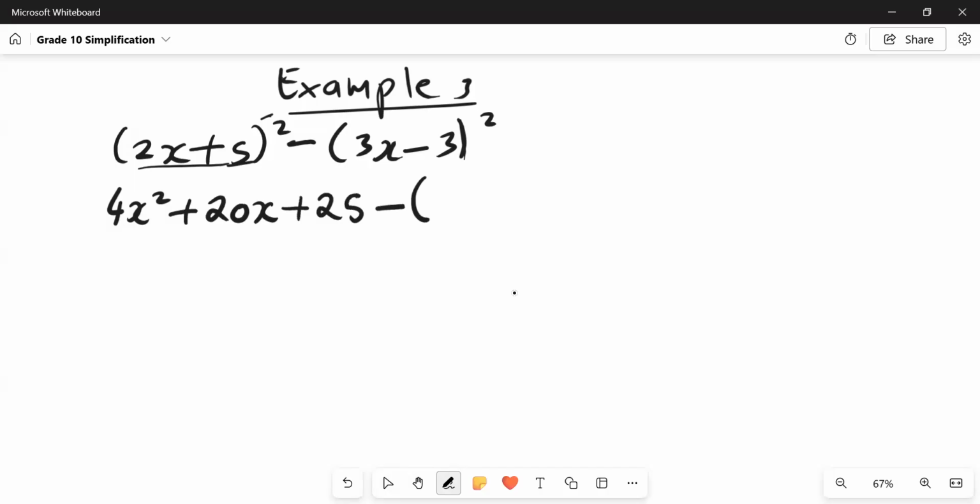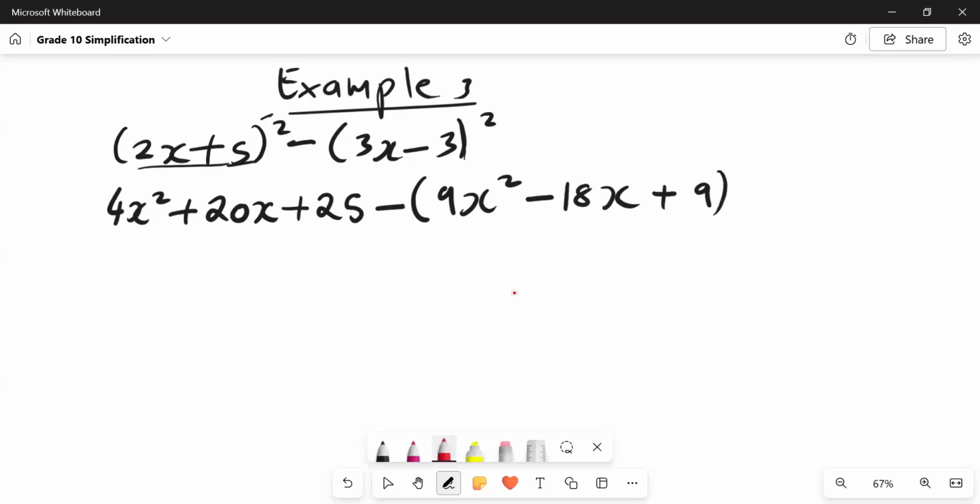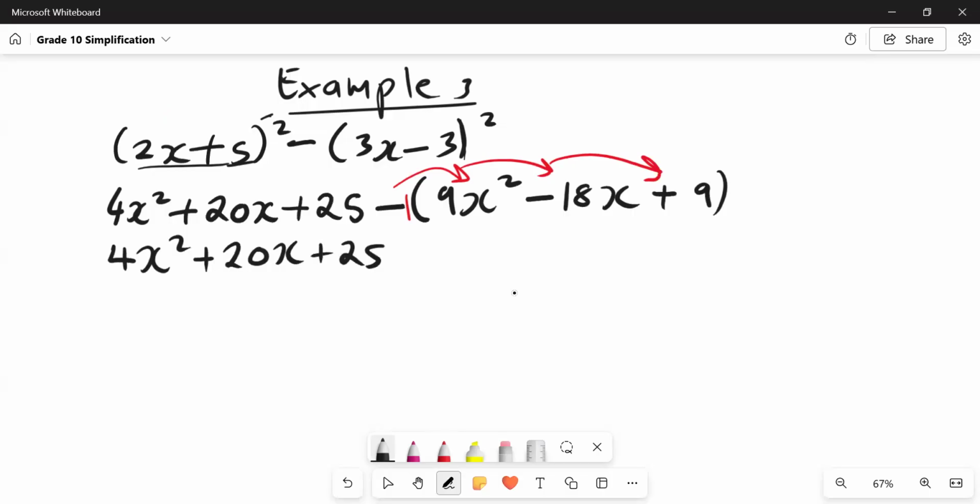Minus, apply the same thing here. Square 3x, you get your 9x squared. Square minus 3, you get your plus 9. Multiply everything to get the middle term, you'll get your minus 18x plus 9. Perfect. And then from here, there's a minus 1 here. So which means now you have to start to distribute to get rid of the bracket. So we have your 4x squared plus 20x plus 25 minus 9x squared plus 18x minus 9.